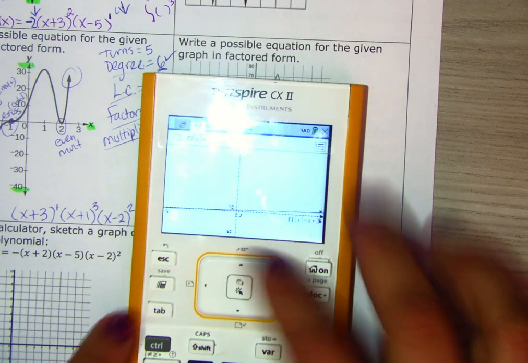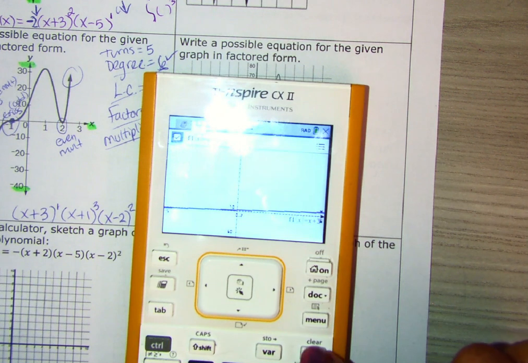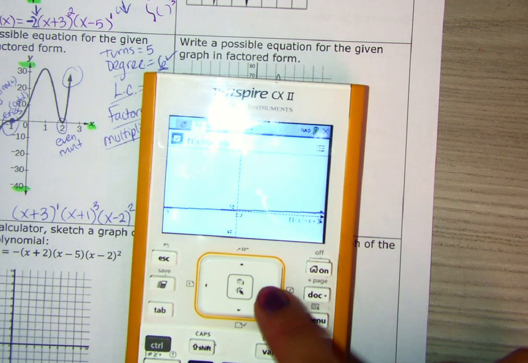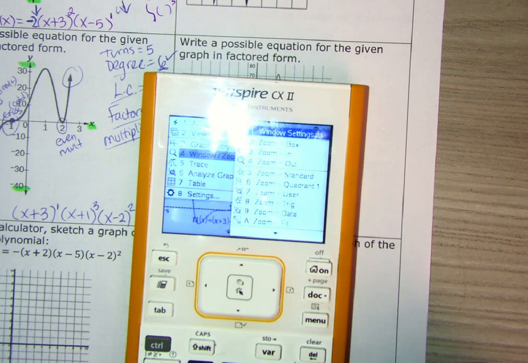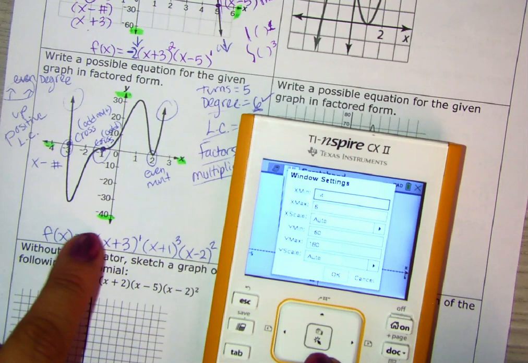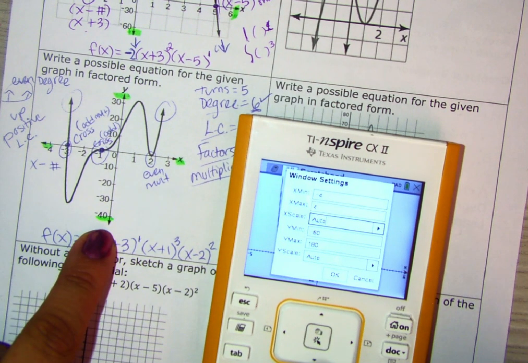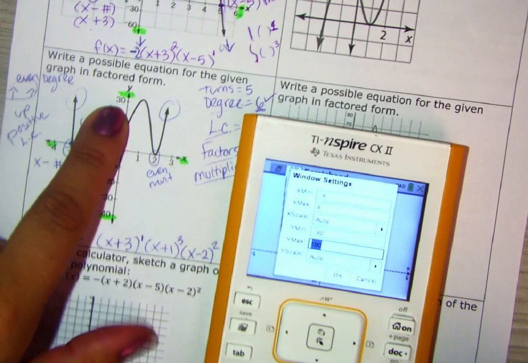And let me keep retyping this, sorry. Thanks for waiting. Okay, and then we're going to change the window to follow this. So the minimum is going to be -4, maximum +4, minimum -40. And we'll just do +40.